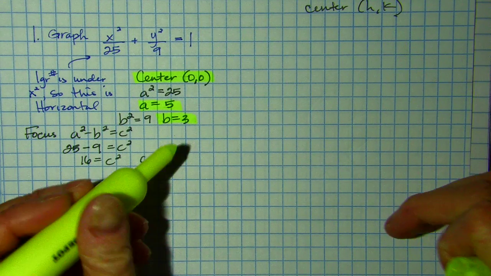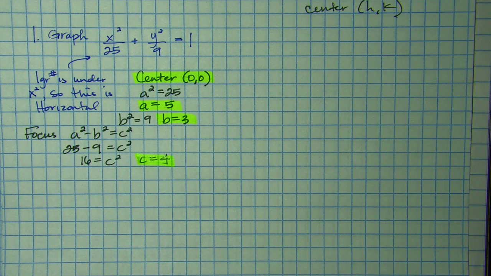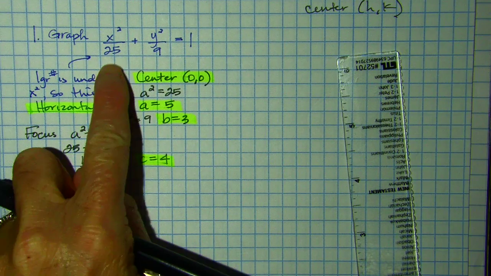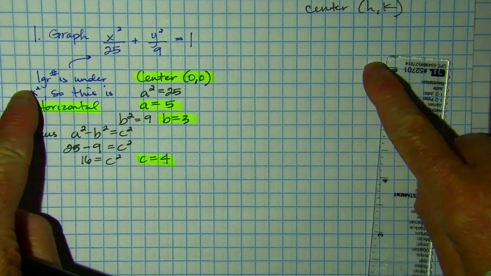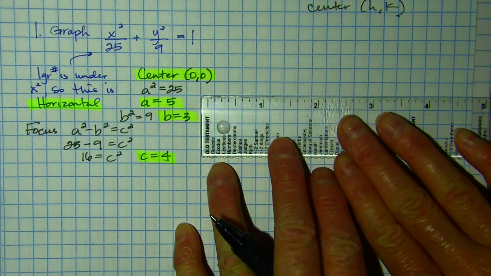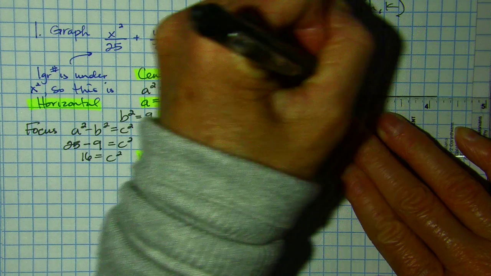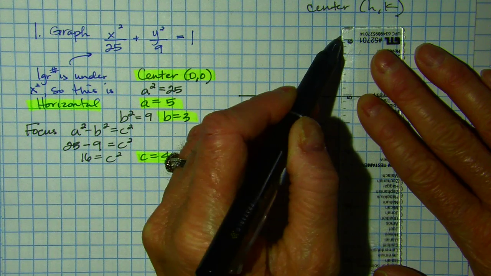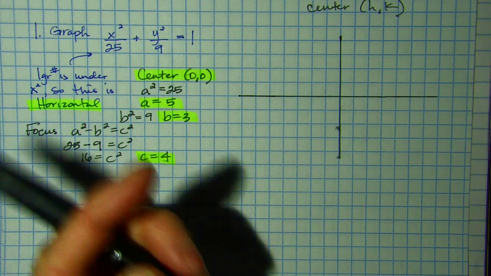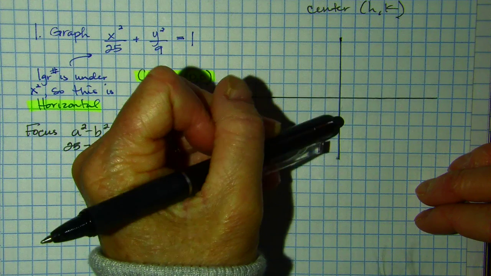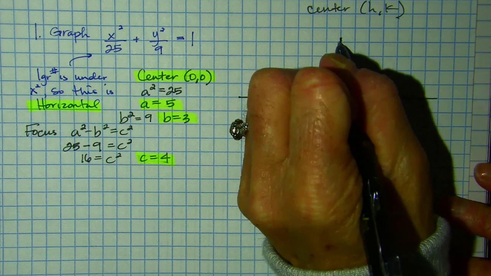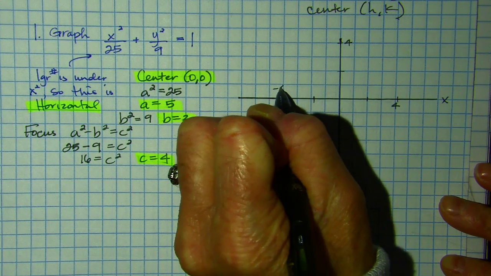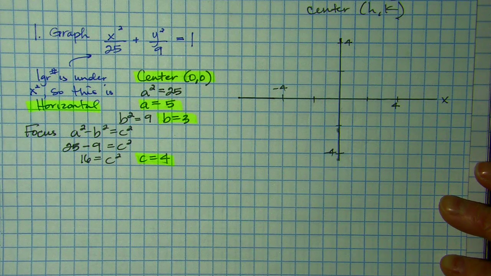All right, so we're going to graph this. So I'm going to grab a ruler. Now remember, it's horizontal, because the larger number is underneath x, so it's being stretched across x. So when I go to graph this, I'm going to make my x-axis longer than my y because I need to leave more room on x. I'm just going to label a couple, 4, 4, this is x, -4, -4.